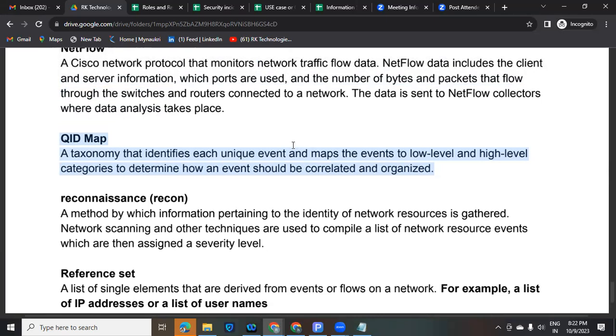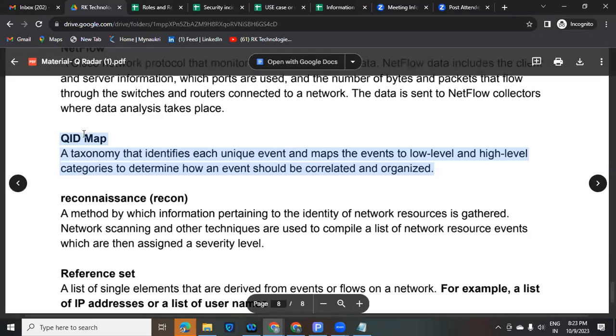Yesterday only we discussed. Example, virus detected, malware detected, ransomware detected, all the categories of attacks and also DoS attack, DDoS attack. For those categories of attacks, we have to define the QRadar ID number as well. So these QRadar IDs will act as signatures. And these QRadar IDs we have to collect from the QRadar administrator guide.